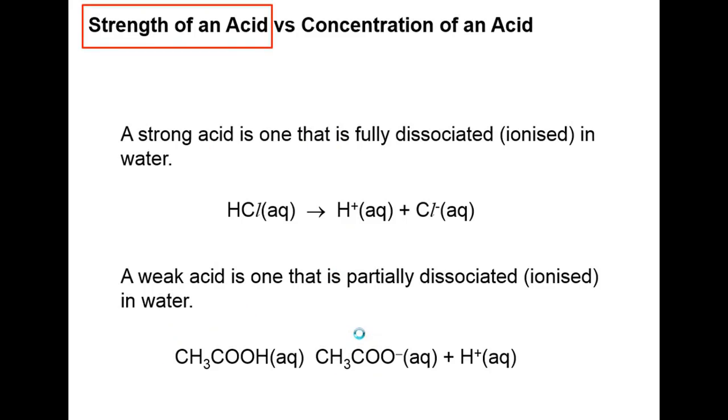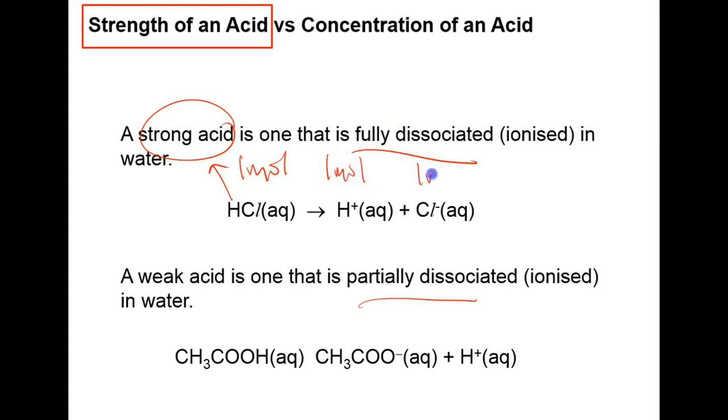Now, let's move on to an area which is often confused by many people, the strength of an acid versus the concentration of an acid. So, take note, these two terms are not the same. The strength refers to how much it is dissociated. So for example, HCl I would say is a strong acid because it is fully dissociated. So if I have 1 mole of HCl, at the end of the day I will have 1 mole of H plus and 1 mole of Cl minus.